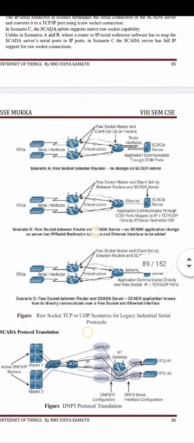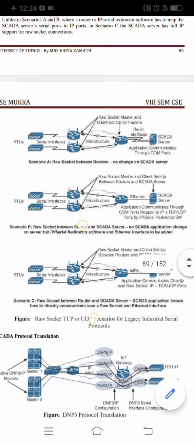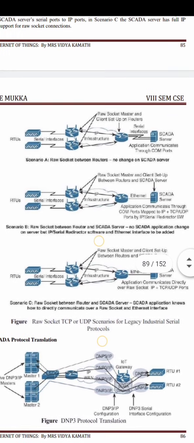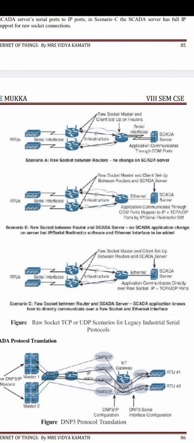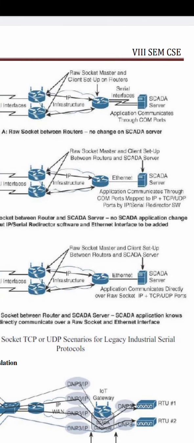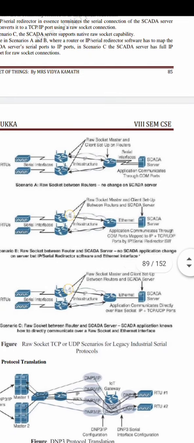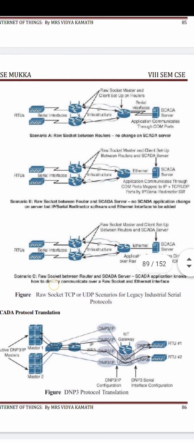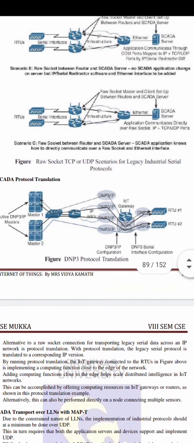In scenario 3, your SCADA server has full IP support for raw socket connection. So you don't have to use any software. Your SCADA server has a full IP or raw socket connection. You can see here that the ports are not serial; it directly has support for IP. So these are the 3 scenarios where raw socket connections are used.